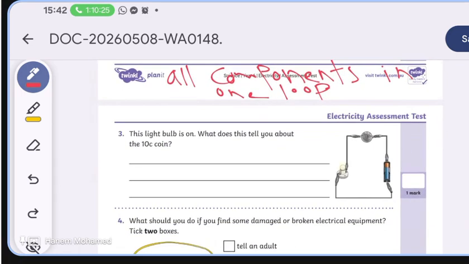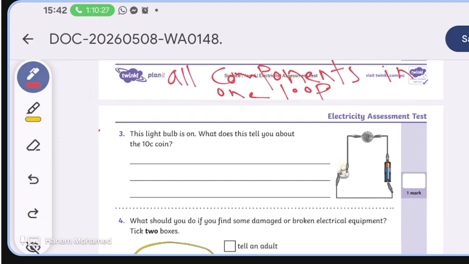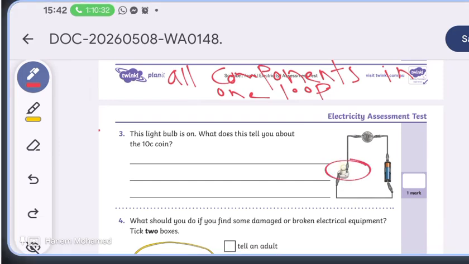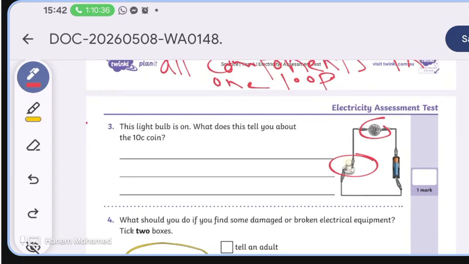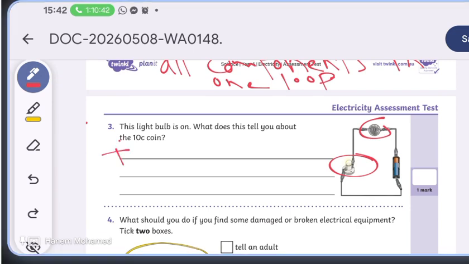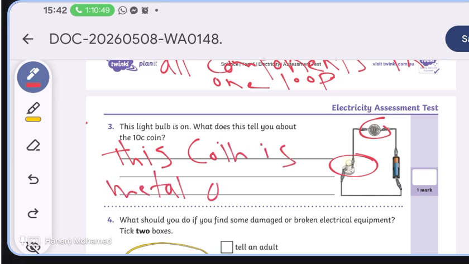So yeah, Farida, the light bulb is on. What does this tell you about the coin over there? The coin is a good conductor of electricity, super. So it tells us that this coin is made of metal, and is a good conductor of electricity.